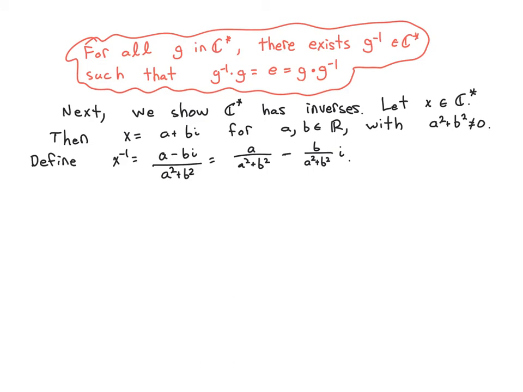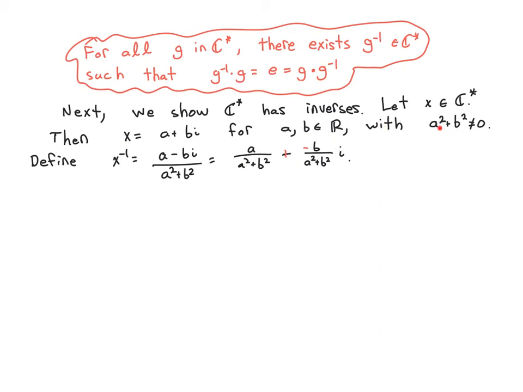Well, if you recall from our last video, we discovered the right formula for x inverse is this equation: a minus bi over a squared plus b squared, which can be written in this way if you want, and be able to say that this is definitely a complex number. You do see a real number plus a real number times i.